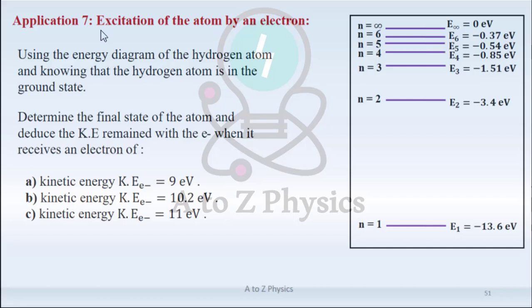Application 7. Using the energy diagram of the hydrogen atom, and knowing that the hydrogen atom is in the ground state n equals 1, determine the final state of the atom and deduce the kinetic energy remaining with the electron when it receives an electron of kinetic energy 9 electron volt, kinetic energy 10.2 electron volt, and kinetic energy 11 electron volt.